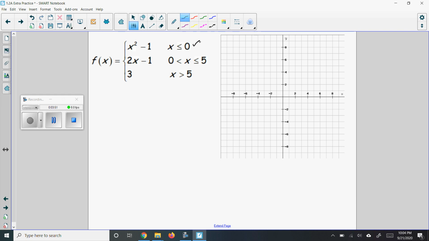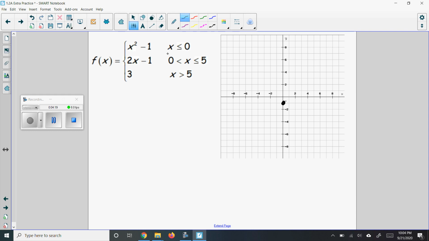How does this behave when x is 0? Well, if x is 0, 0 squared is 0, minus 1 is -1. So (0, -1) is going to be a closed circle. Now this is not going to go to the right. It's only going to go to the left. So let's pick some values less than 0.